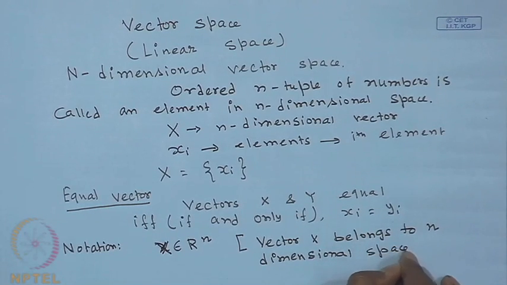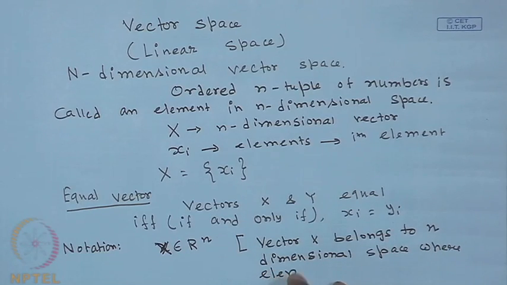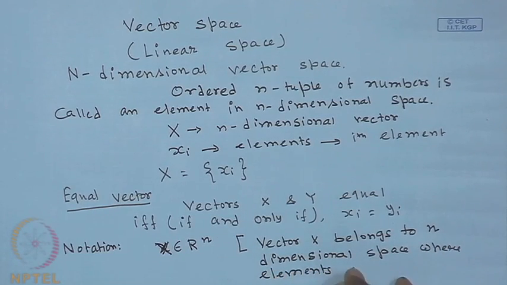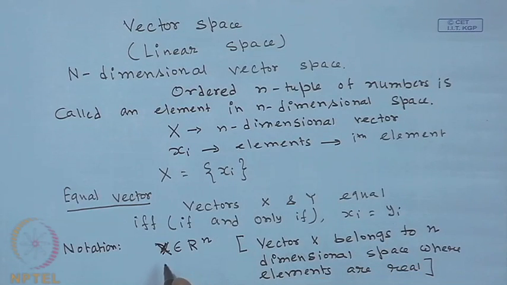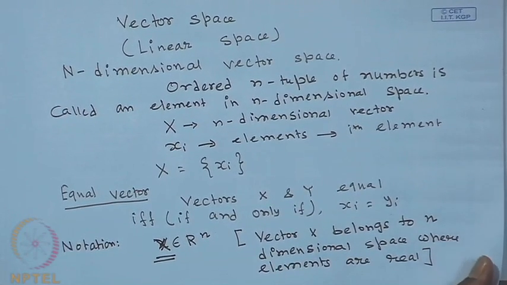N dimensional space where elements are real. So, vector x contains different elements, and every element is basically a real number. That is why we call it the real space, and the vector x belongs to the n dimensional real space.